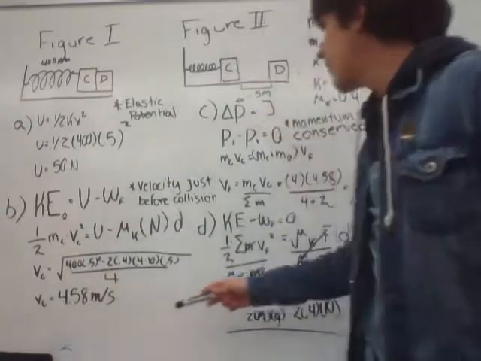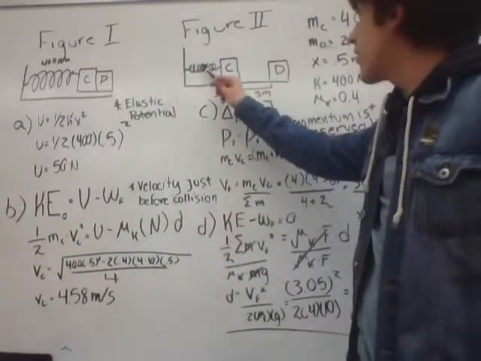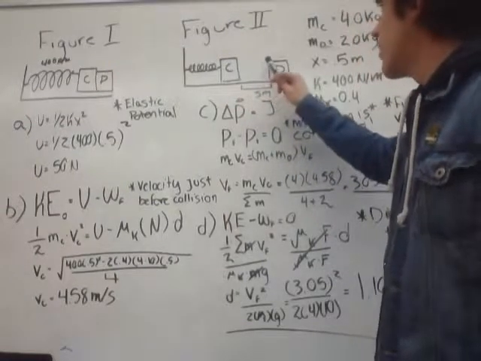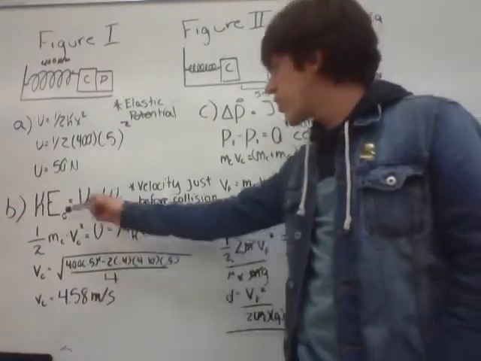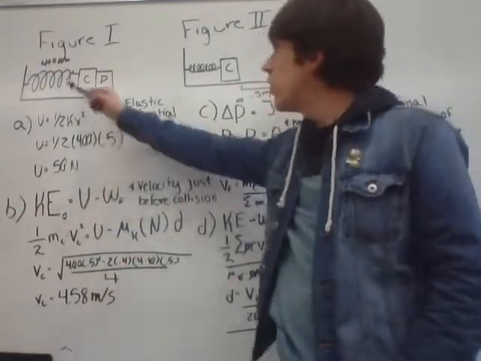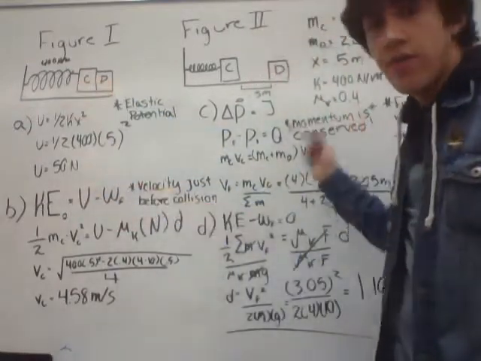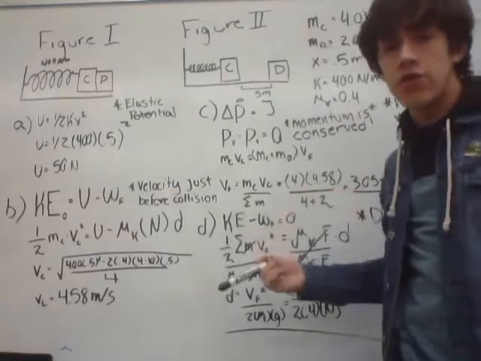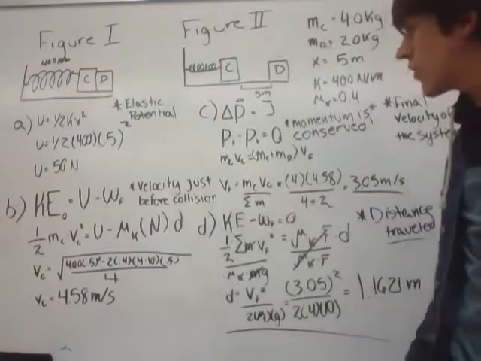B is asking the velocity just before the collision. So when this is compressed backwards, it's released and block C begins to move. So it's asking for the velocity the instant before it hits block D. What we can do is set kinetic energy equal to the potential and subtract the work caused by friction. You can't subtract the force of friction because it's energy, and that's not really something that you can do. But the conversion is fairly simple.